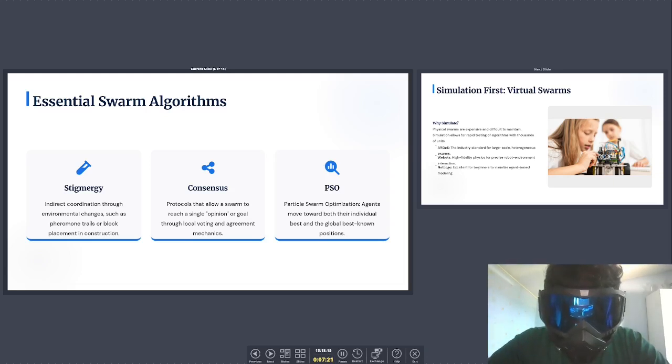And finally, we have particle swarm optimization. Agents move towards the individual best and a global best known position. This particle swarm optimization is similar to genetic algorithm, where it also finds the global best. It finds both the local best but also the global best.